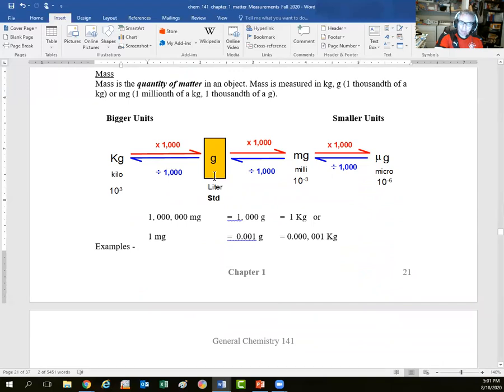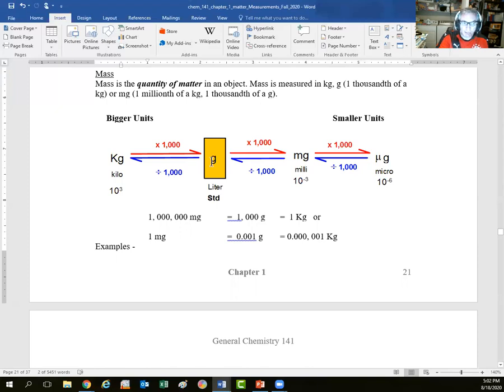Or if you have grams being converted into milligrams or micrograms, because grams is the relatively larger unit, you're going to get a larger answer according to the conversion factor. Take that value in grams and multiply by 1,000 to turn into milligrams, or multiply by 1,000 times 1,000, 1,000,000, to turn grams into micrograms.